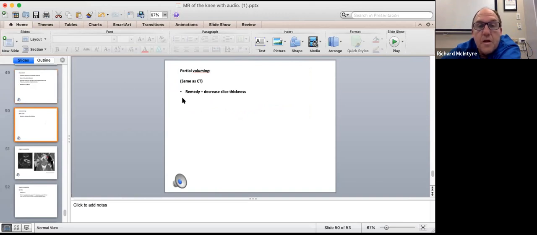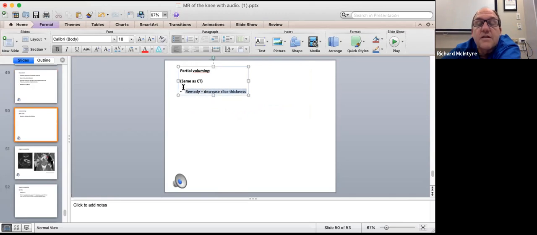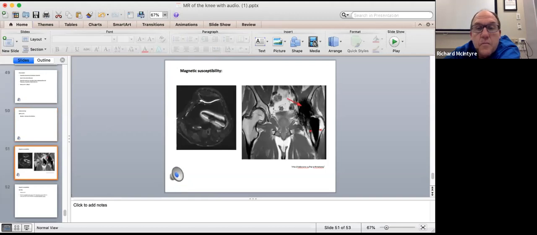Partial voluming, decrease slice thickness. We know that when we decrease slice thickness we get less signal to noise, so we have to sort that out as well with all our other factors. We know magnetic susceptibility. When they've got metal there, it's magnetic susceptibility in this case caused by metal, anything that causes a change in the magnetic field. The magnetic field in this area is not homogeneous, so we're not going to get any signal there.